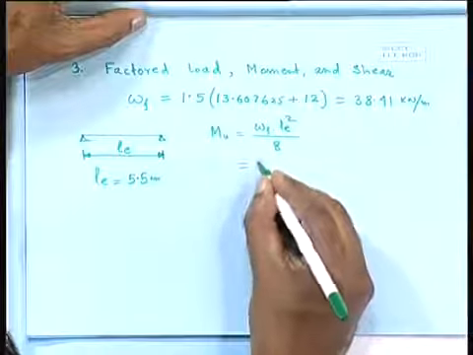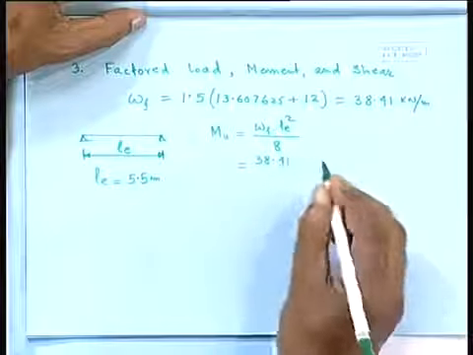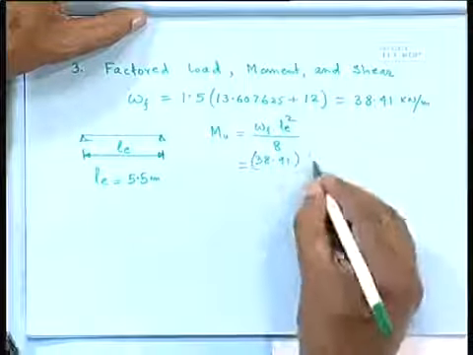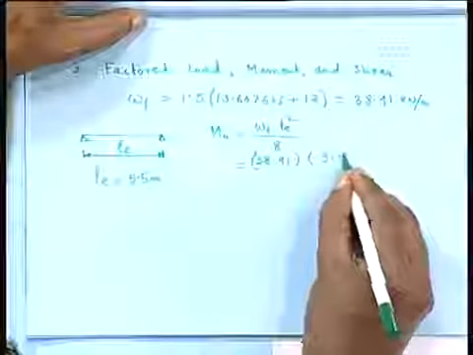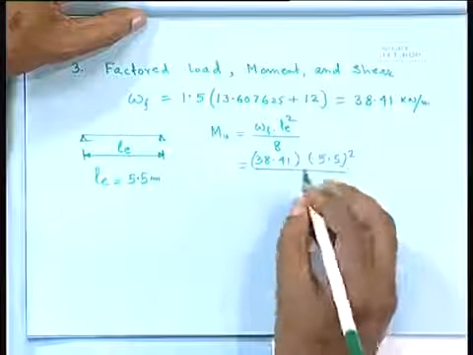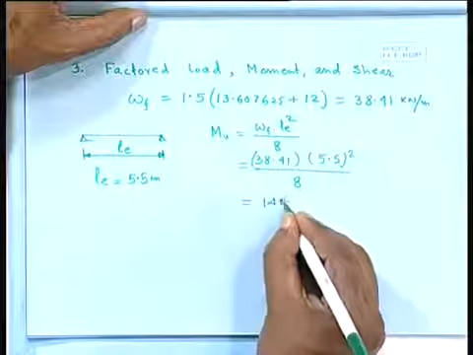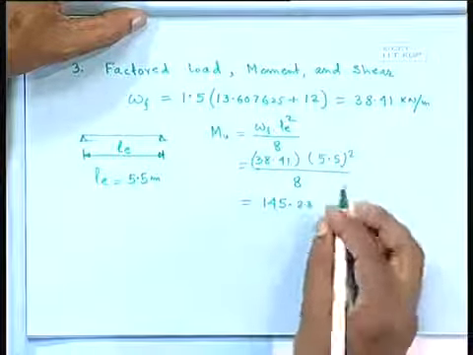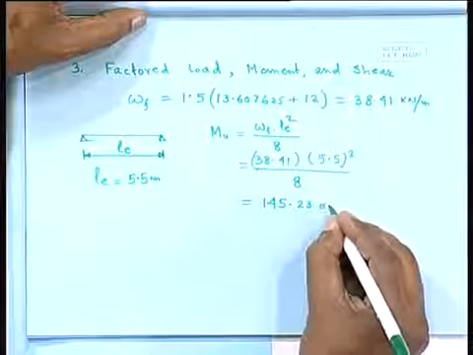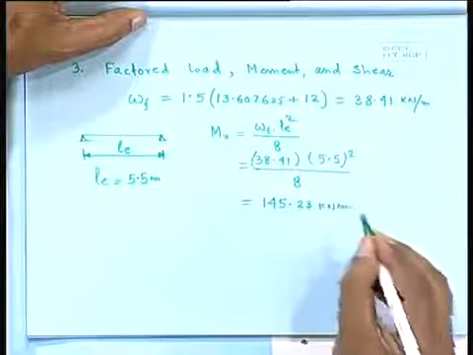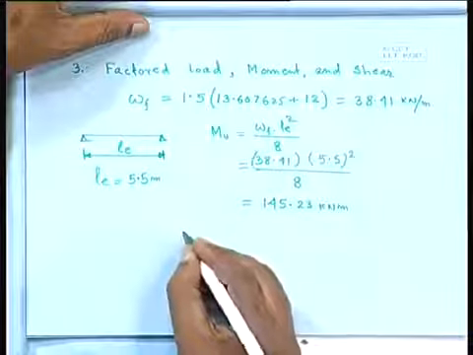So, Mu equals 38.41 times 5.5 whole square by 8, equals 145.23 kilonewton meter. What about Vu?